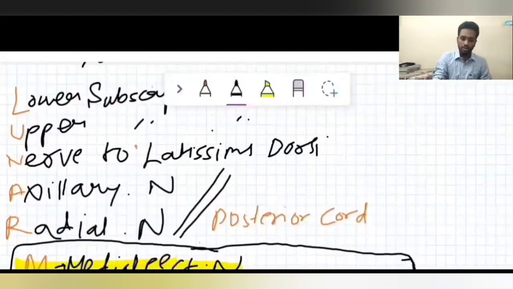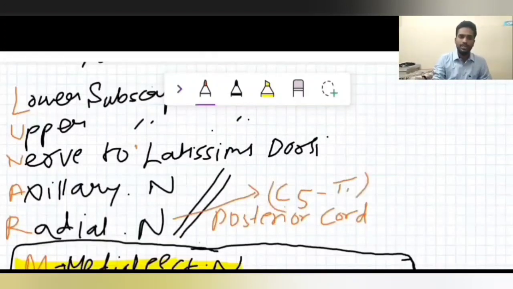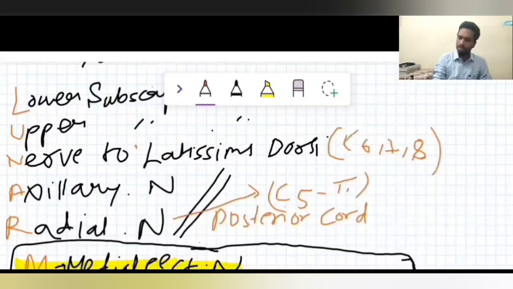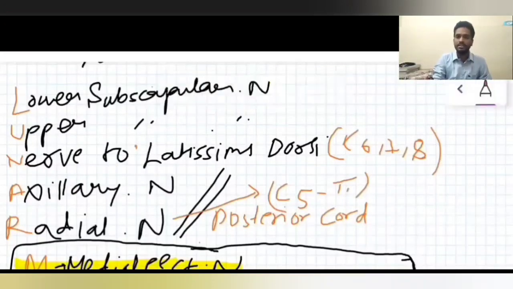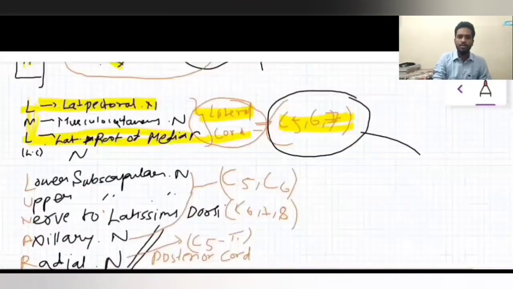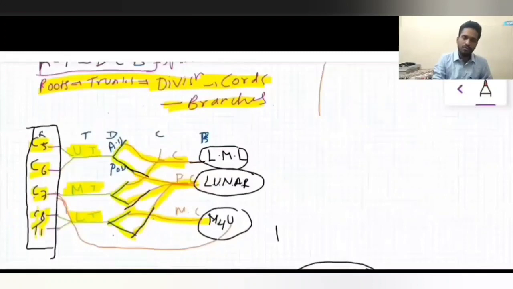So actually out of these, only the radial nerve has C5 to T1 root value, whereas the nerve to latissimus dorsi has C6, C7, C8. Then lower subscapular, upper subscapular, and axillary nerve have C5 and C6. These were the branches, LML, ULNAR, and M4U, from the cords.